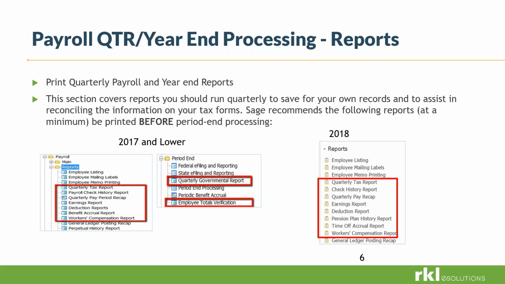Some of them have the exact same name, and some are named a little bit differently, but are easily recognized as the same reports. The only difference would be that the benefit accrual report in versions 2017 and lower is called the time off accrual report in version 2018. Another difference is that in 2017 and lower on the period end report, there are a couple of tools that are available to you that are no longer needed in version 2018 because of its design, and that is the quarterly governmental report and the employee totals verification.